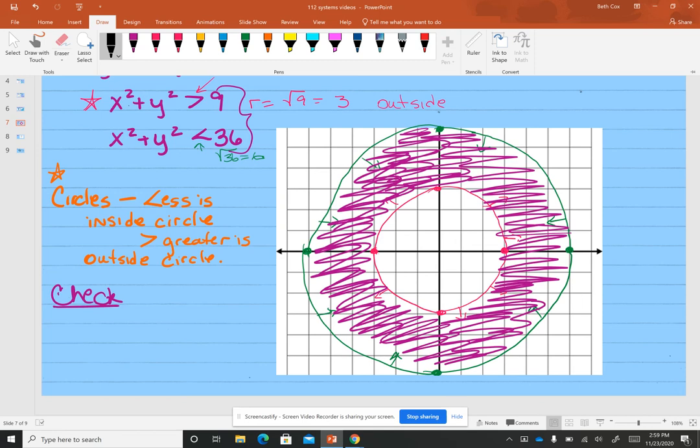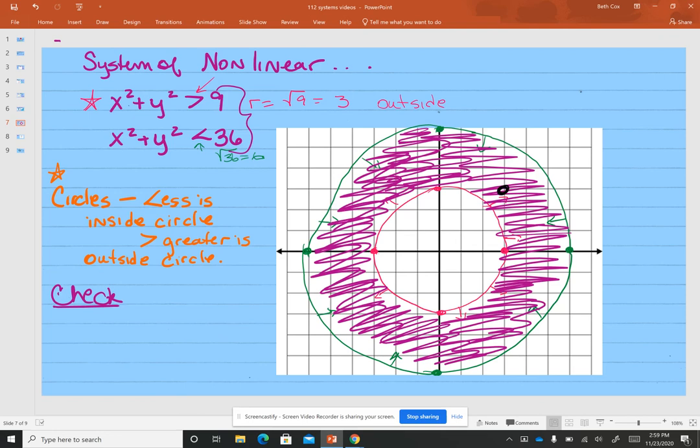So, for instance, this is a point right here. I shaded it. That is the point 3, 3. Okay, if I check that point into both equations, it should work. So 3 squared plus 3 squared, is that in fact greater than 9? Well, of course it is. It's 9 plus 9, which is 18. So that checked. Now let's plug it into the other one. Is 3 squared plus 3 squared less than 36? Well, of course it is. It's 18. So it checked.